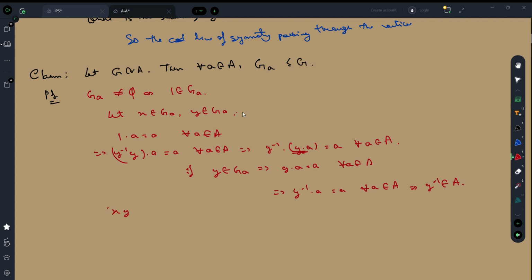What can I say about x y dot a? If x and y are both in G of a, then x y dot a, by the definition of a group action, is x dot y dot a. But y dot a is a since y is in G of a, so it's x dot a. But x dot a is again a because x is in the stabilizer, so it's a. So x y also fixes a. That implies x y is also in G of a. I guess it's clear. So therefore, G of a is a subgroup of G. Clear? Okay.